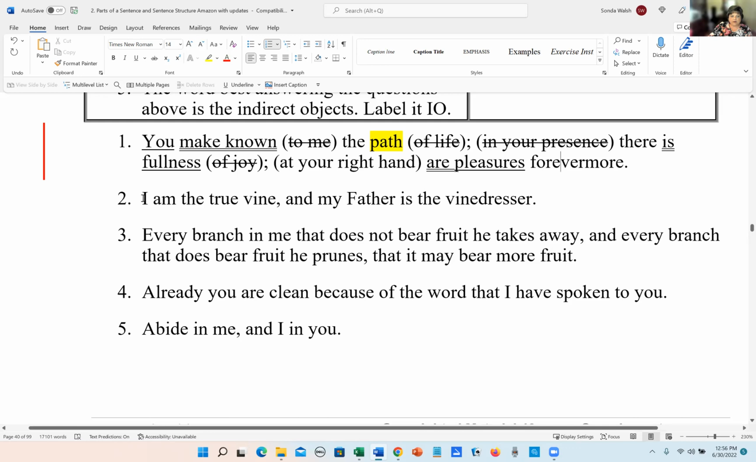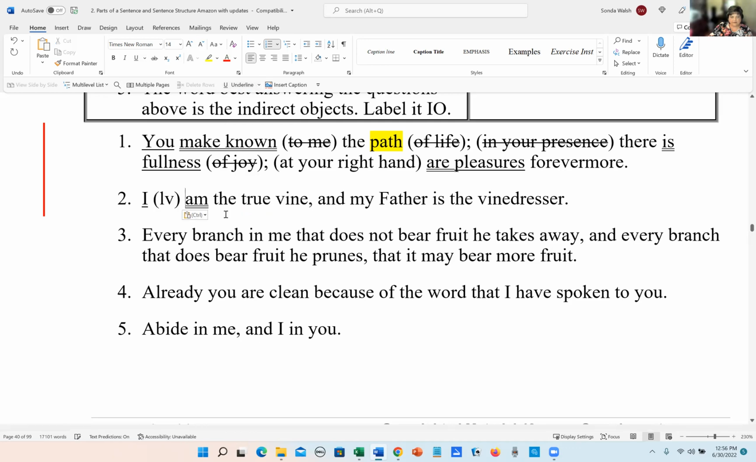So number 2, I is the subject. I do not see any prepositional phrases. Am is a linking verb. So underline that twice. And identify that as a linking verb. I am, what renames I? Vine. So vine is going to be our predicate nominative.